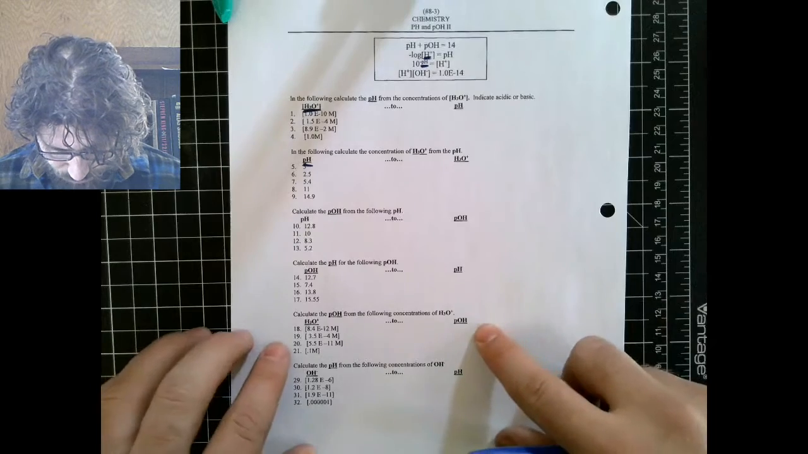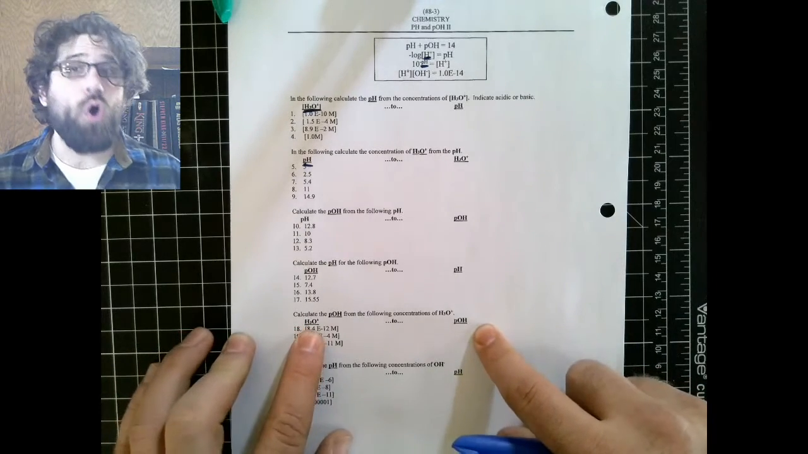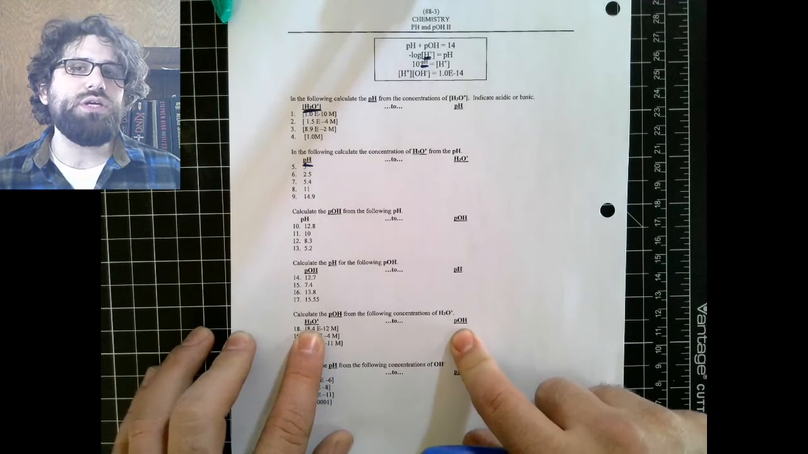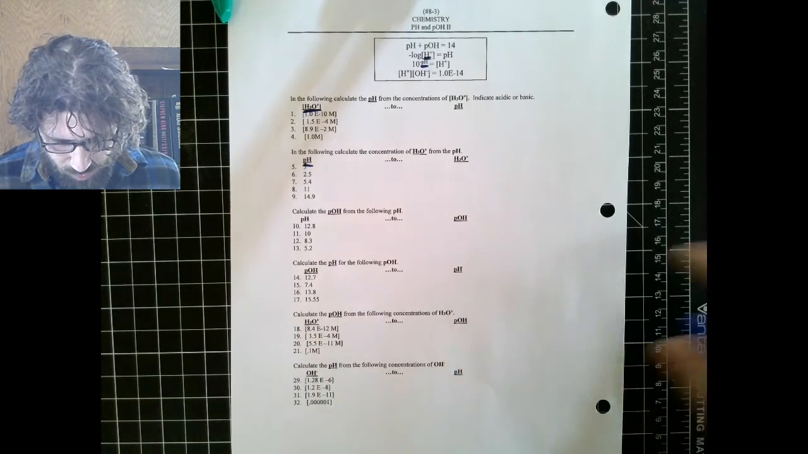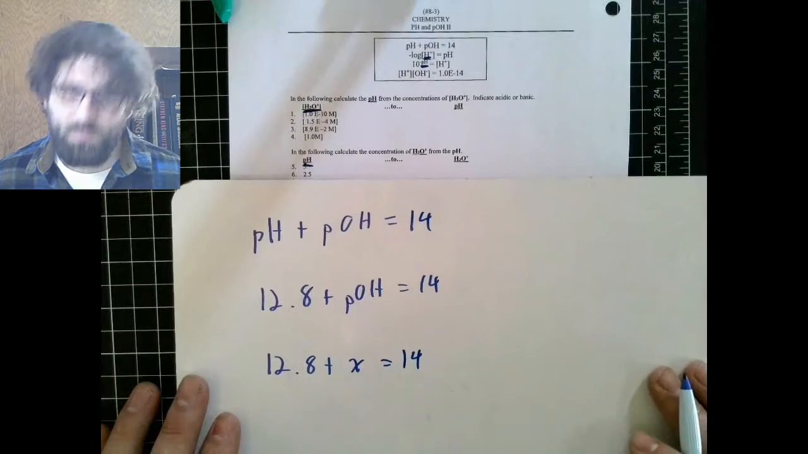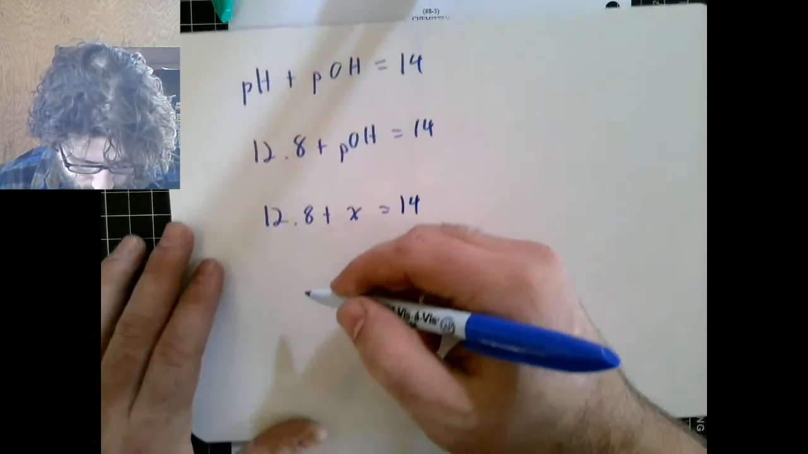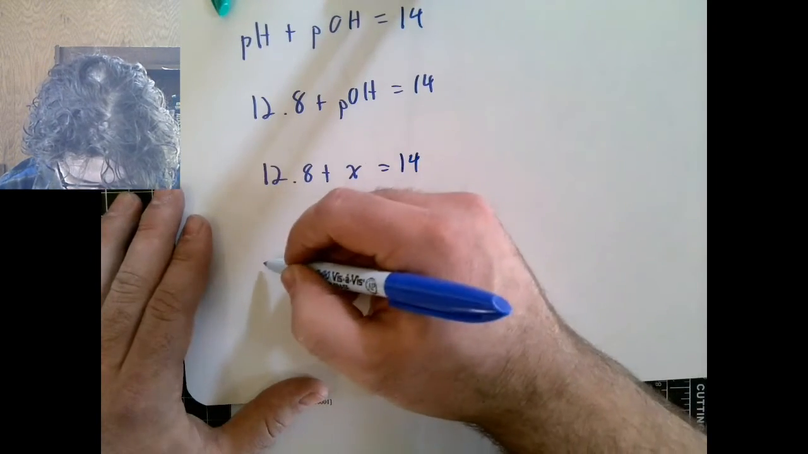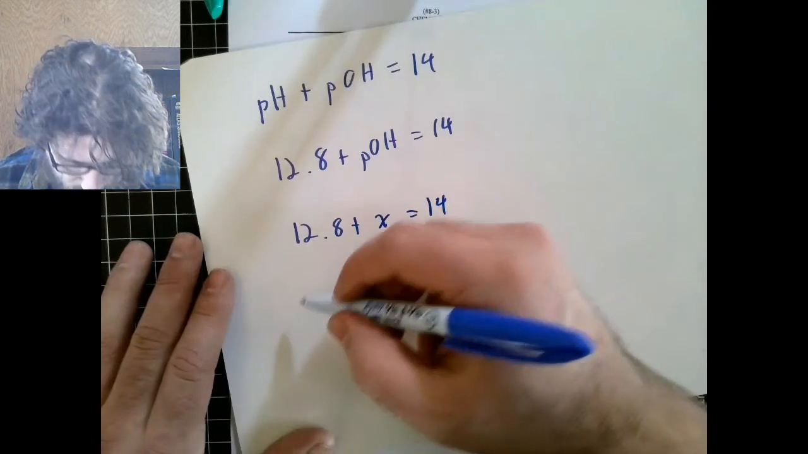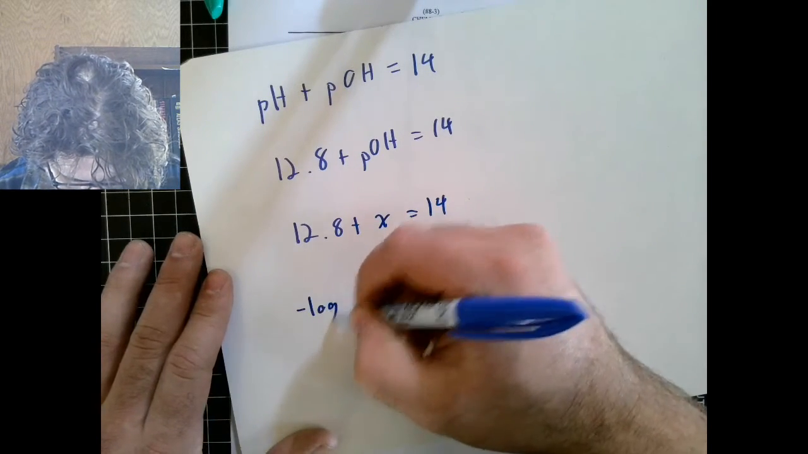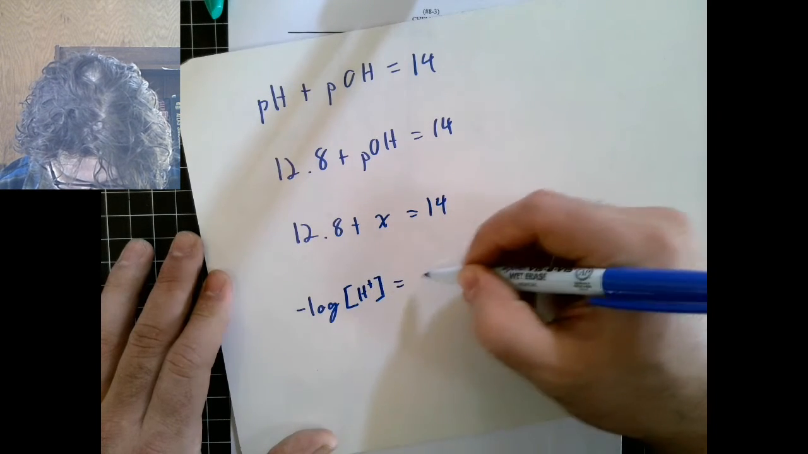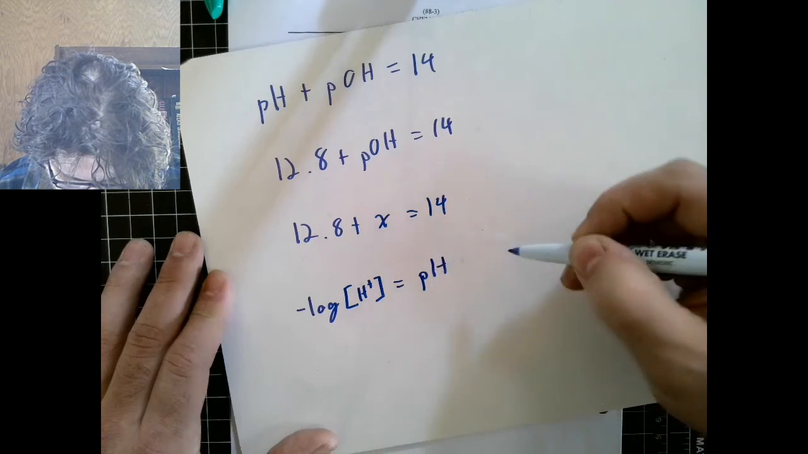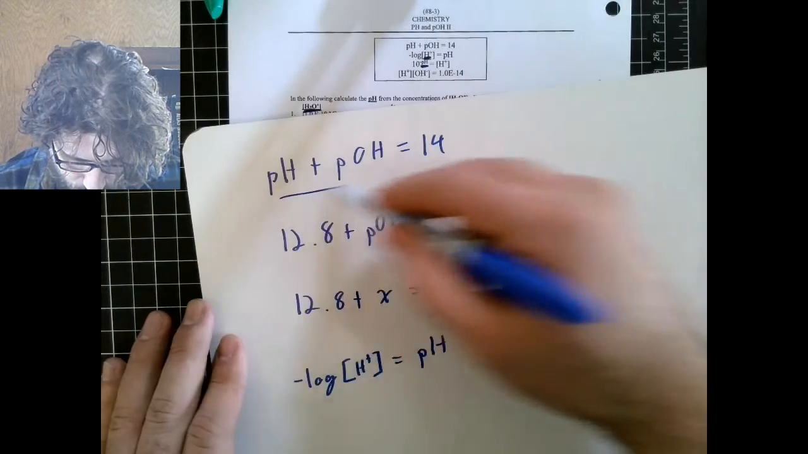Okay, last two. We go from the hydronium concentration to the pOH. Ooh, how are we going to do that? Well, what we're going to need to do is remember that if I'm given the hydronium concentration, I need to go negative log of that concentration equals pH, and then remember this guy up here.